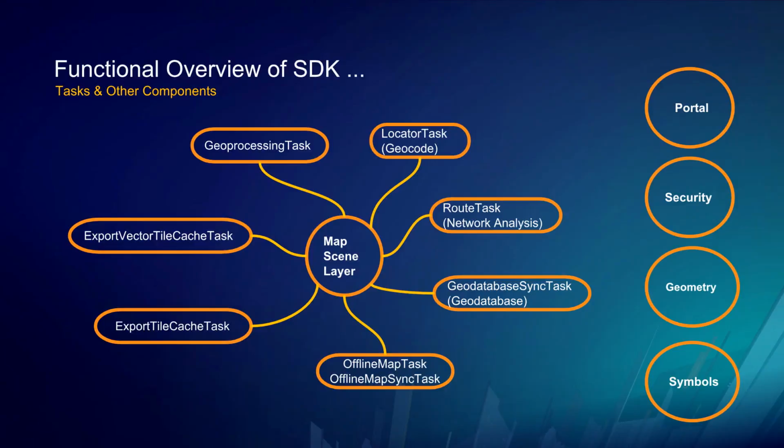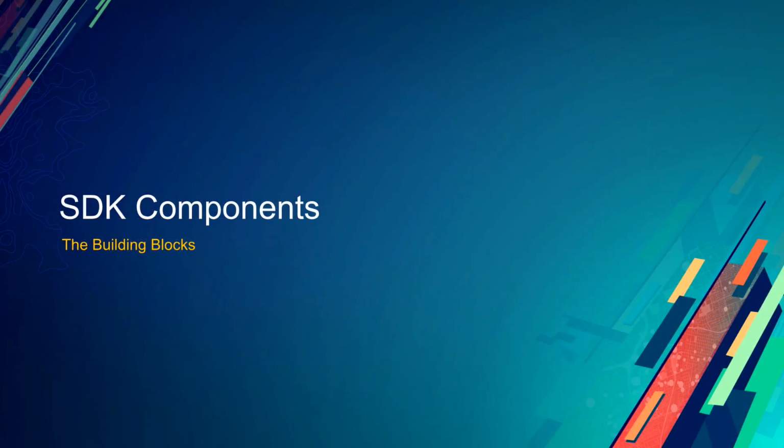Obviously, we also need a geometry API to work with all these features that are coming from these layers, and then a symbology API to render them and visualize them better. That's a high-level overview of how we segregate the API. Now let's slightly dive into the individual components, which are more like the building blocks if you're trying to build an app.